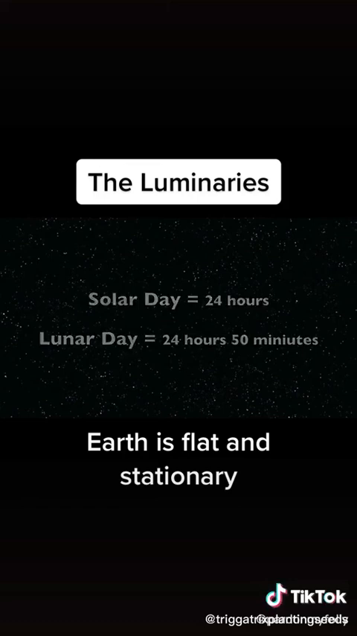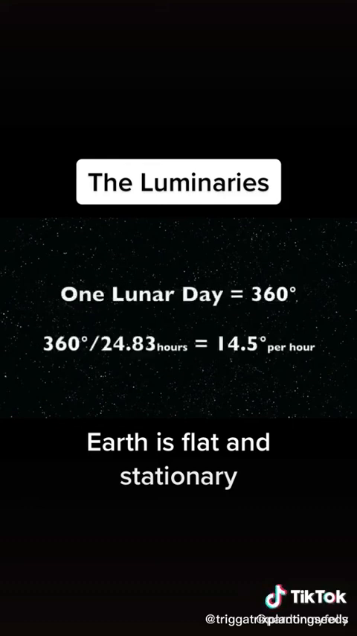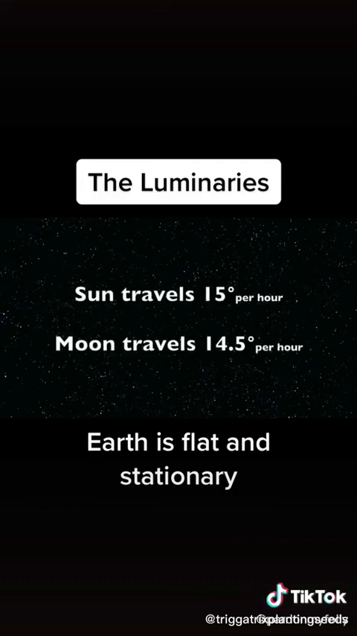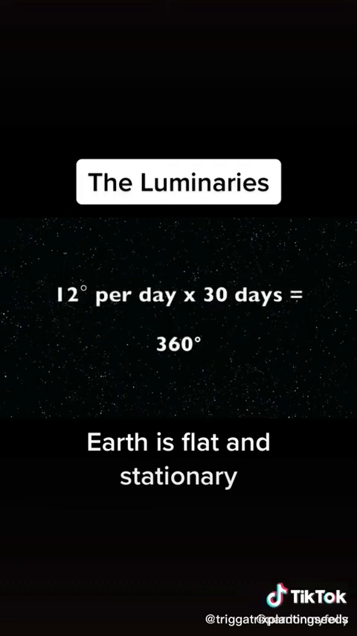So where the sun takes 24 hours to make one 360-degree circle, which is 15 degrees an hour, the moon takes 24 hours and 50 minutes to make one 360-degree circle, which equates to only 14.5 degrees per hour. So the moon, because it's slightly slower, loses half a degree on the sun per hour. This half a degree per hour equals 12 degrees per day. So as the sun and the moon circle above in the firmament, the moon loses 12 degrees per day on the sun. And this 12-degree loss causes the lunar phases.